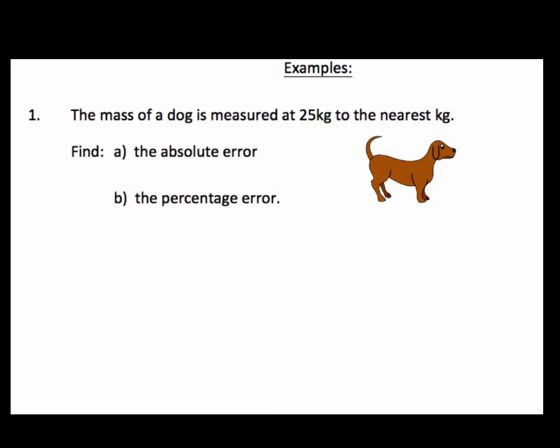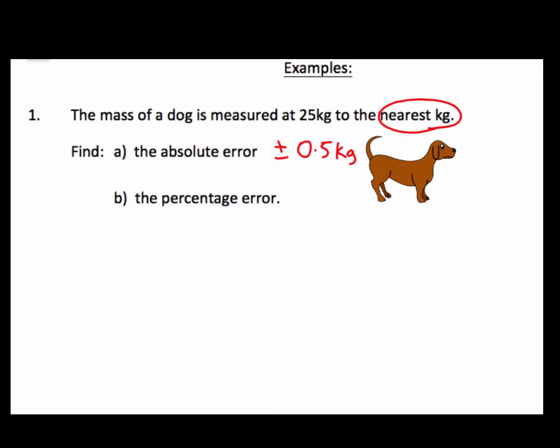So a dog, first of all, the mass of a dog. We've put the dog on the scales and it's weighed in at 25 kilograms. Now that's just to the nearest kilogram. So we know that there's probably an error there, that it probably wasn't exactly 25 kilos, but to the nearest kilo it was 25. So the absolute error, we need to look at the smallest measurement, which was nearest kilos. So plus or minus a half a kilo is the absolute error.